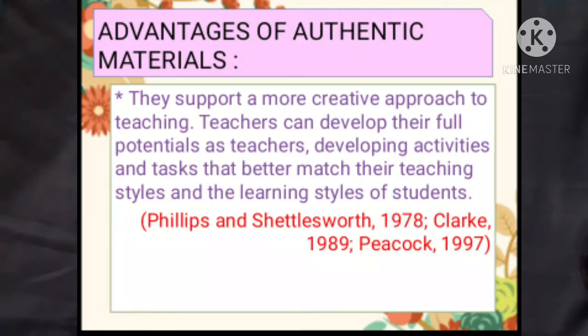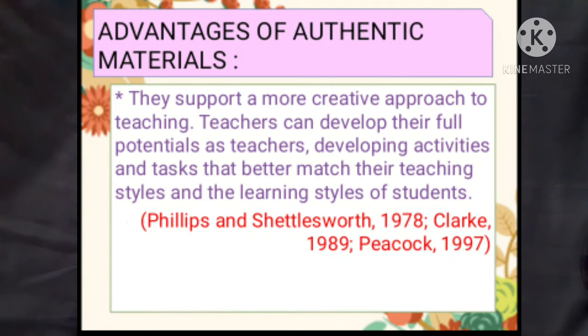The use of authentic material will enhance student confidence to apply their knowledge in real life communicative situations. And number four, they support more creative approaches to teaching.